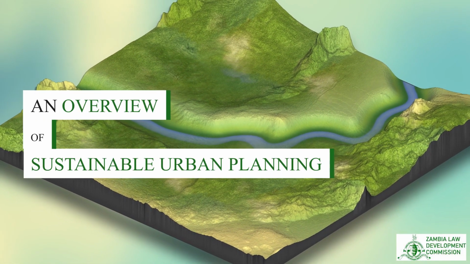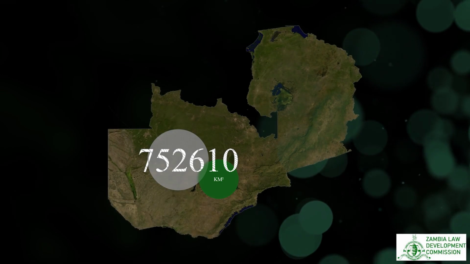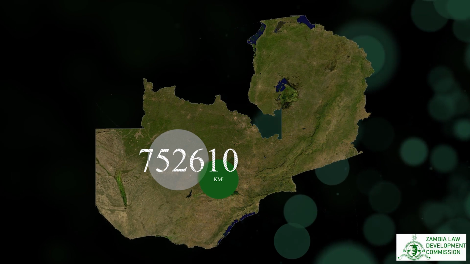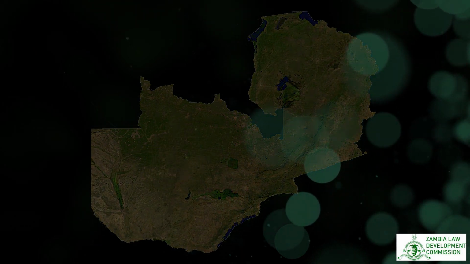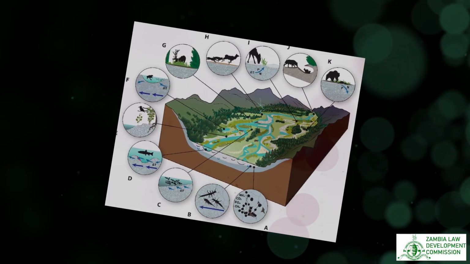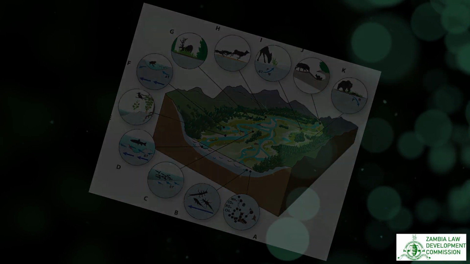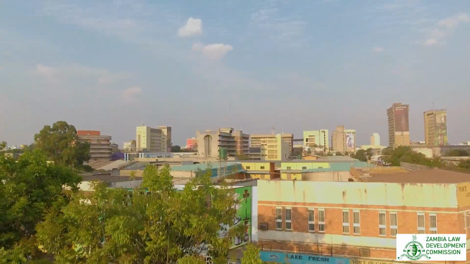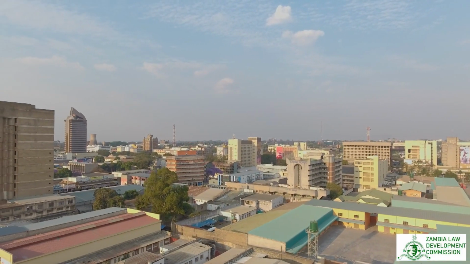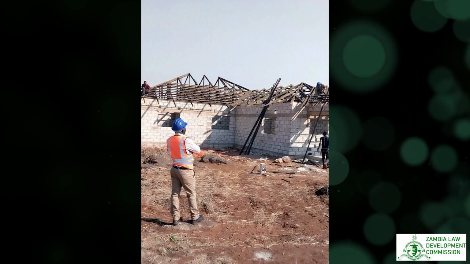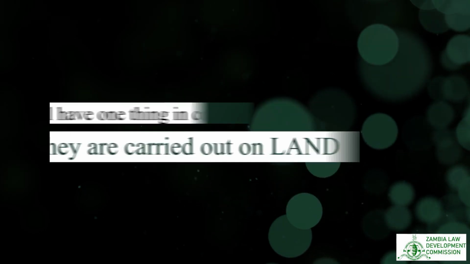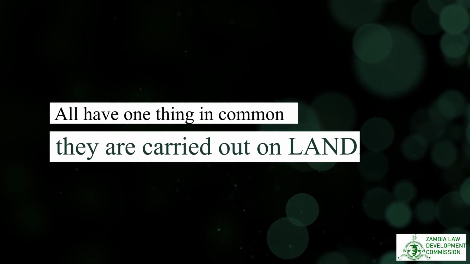Land is one of the greatest resources that Zambia has, with a total area of 752,610 square kilometers. It can be defined as a system that comprises soil, vegetation, other biota, and the ecological and hydrological processes that operate within the system. Land is important to us because it forms the basis of our social, cultural, and economic life. For instance, the construction of houses and businesses, traditional ceremonies, agriculture, mining, and wildlife tourism all have one thing in common. They are carried out on land.